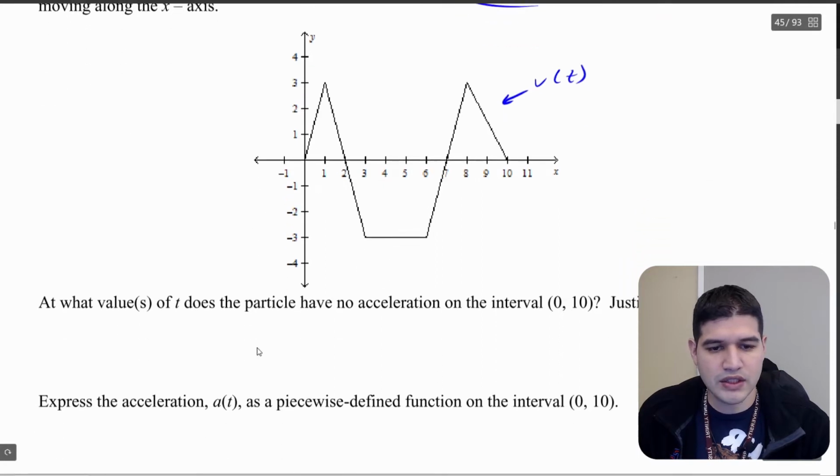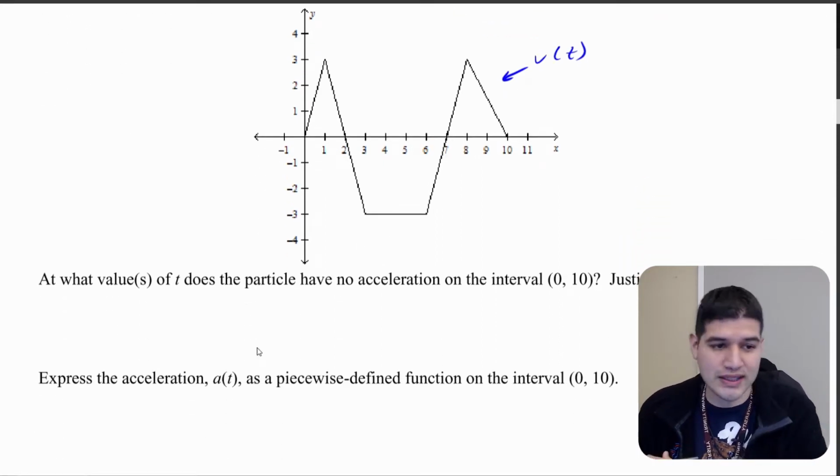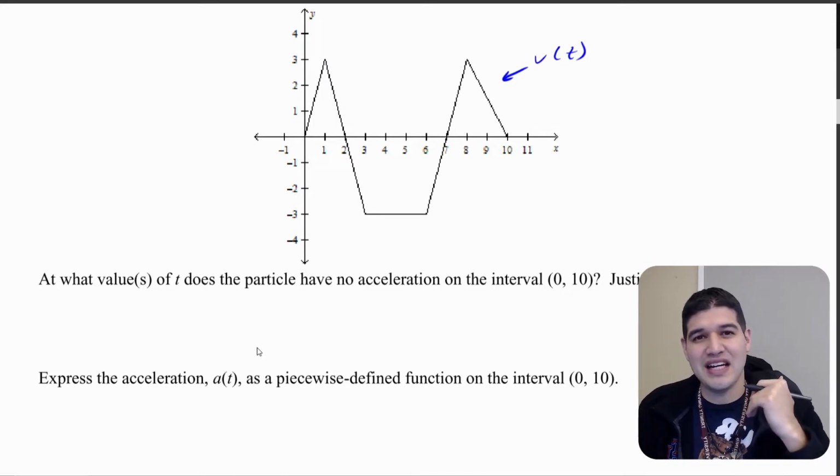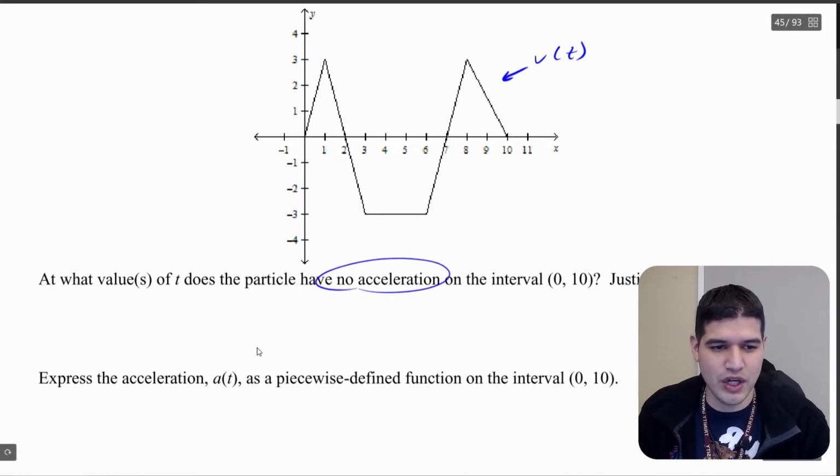x-axis. So our first question is, what values of t does the particle have no acceleration at all on 0 to 10? So it's not saying the acceleration is equal to 0. It's asking for no acceleration, when is a of t undefined.